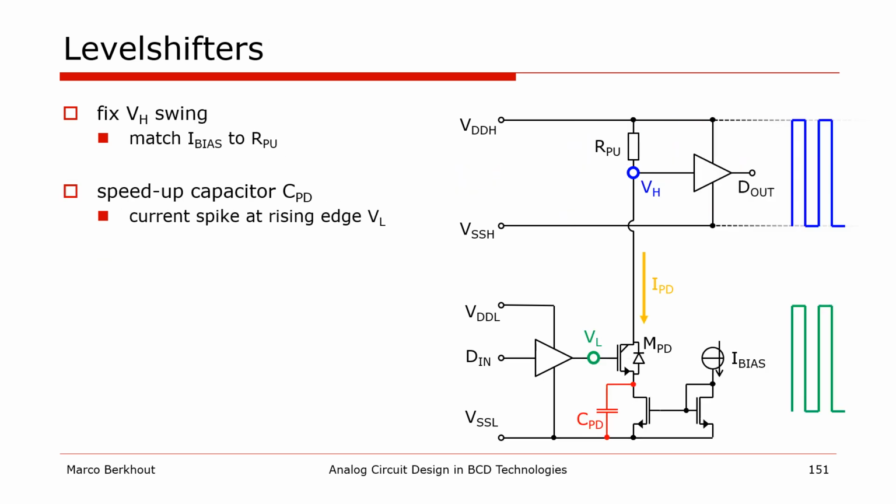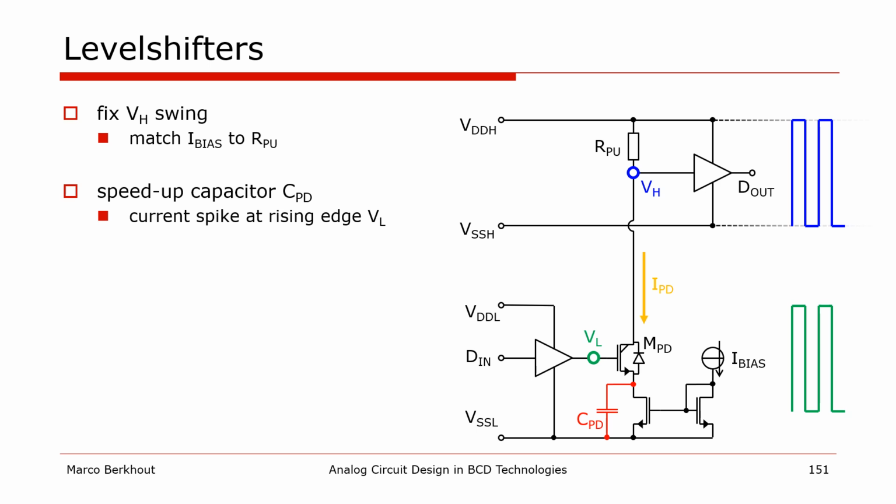The swing of the output node can be fixed when we match the pull-down current to the pull-up resistor, as shown here. When the DMOS turns on, the pull-down is defined by the current mirror in the source. And a simple trick to speed up the transient behavior is to add a small gap in the source of the DMOS that causes a short current spike at turn on.